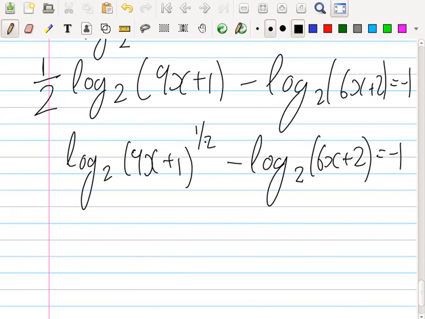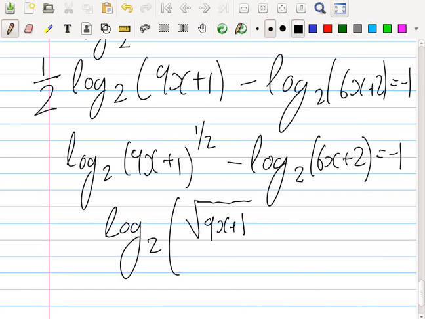And by the way, what is power a half? Yeah, so in fact, it's like this. Square root 9x plus 1 all over 6x plus 2 equals minus 1. We could have multiplied by 2. No, it wouldn't work because all you'd do there is get rid of the half. True, it would get rid of the square root, but I'm going to do that in the next line anyways.